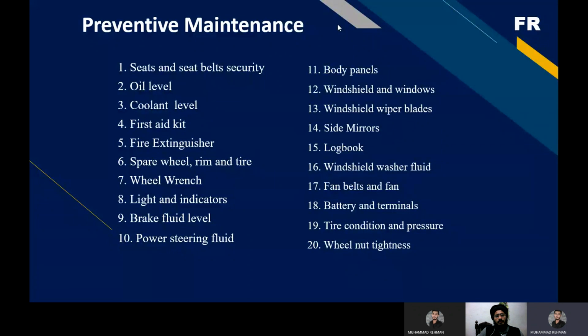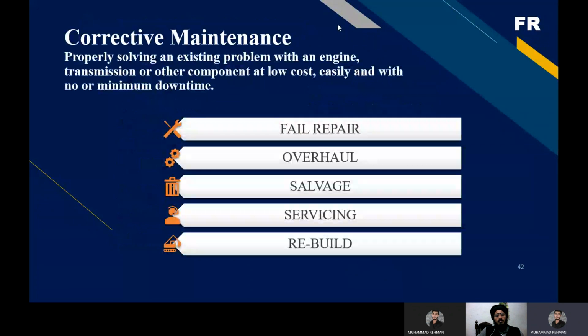Next, then comes corrective maintenance. Corrective maintenance is basically the maintenance done when you are facing some problem, and you have to repair it, or do some maintenance for it. So there are basically a few points like failure repair. If there is some failure, you have to repair it. Then is overhauling, then servicing and rebuild. Rebuild is basically done after all components are almost wasted. Then you have to rebuild that.